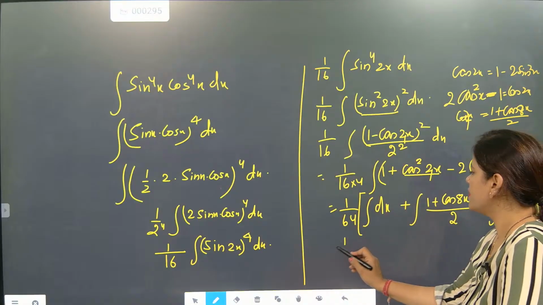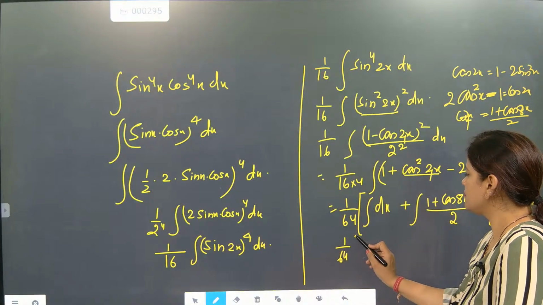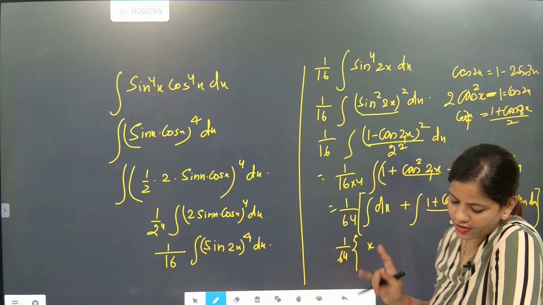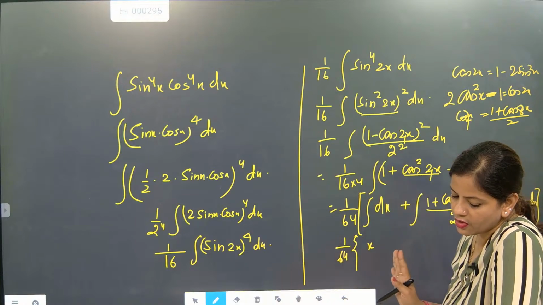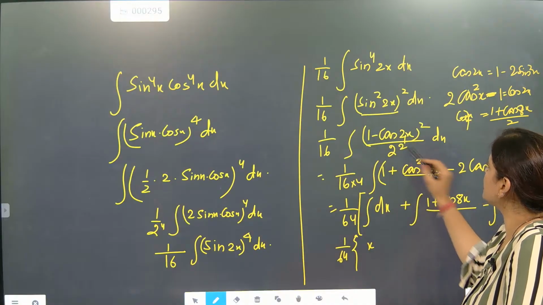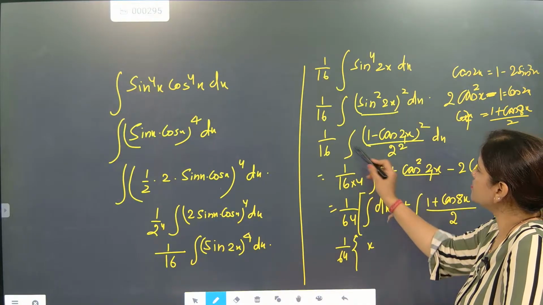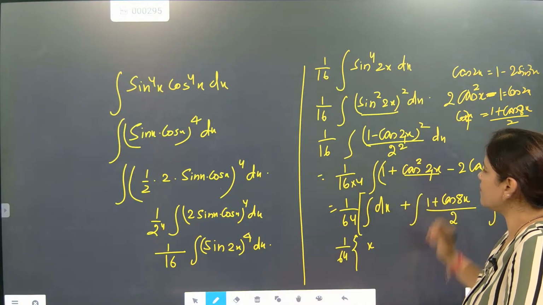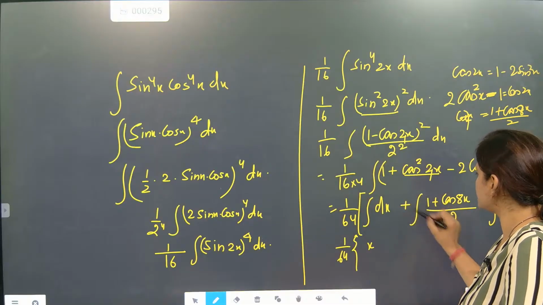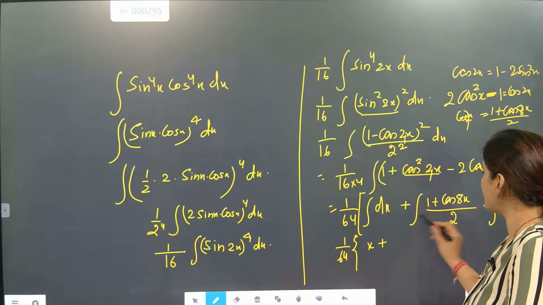So here it will become 1 by 64. This part will become x. 1 by 64, one part will become x. Correct or wrong? Check. Because here one value will be coming, because a square plus b square plus 2ab. So this part I have taken out common. So this one will become 1, and here again 1 is there. That we will solve afterwards. So here it will come, 1 by 2 will be there.